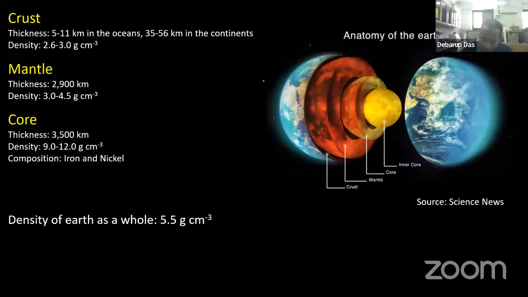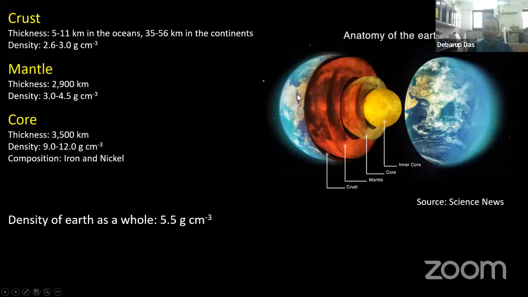Next, move on to the crust. We'll see the composition of crust. But what is crust? If you cross-section the earth, it will look like this. It has crust, then mantle, then core, then inner core. This is outer core and inner core. Okay.